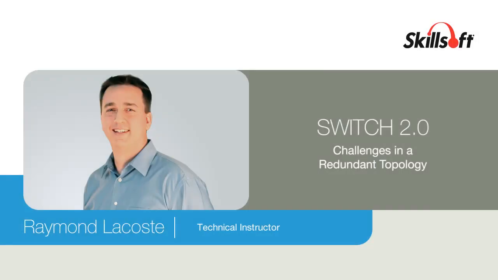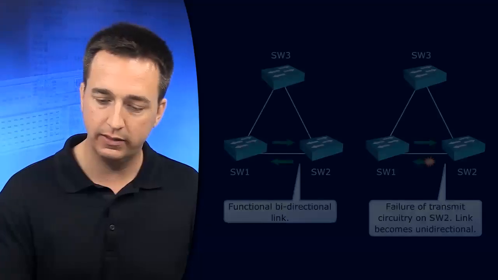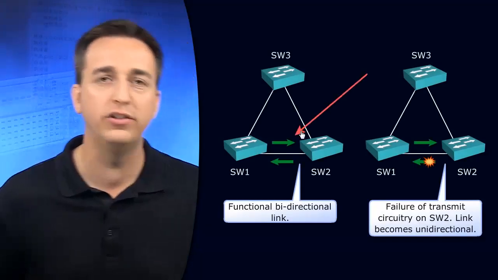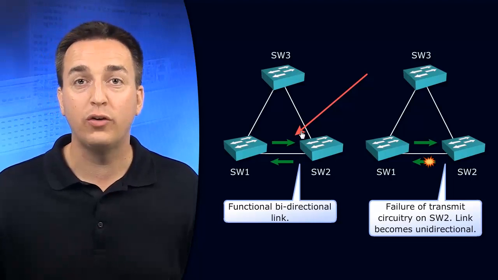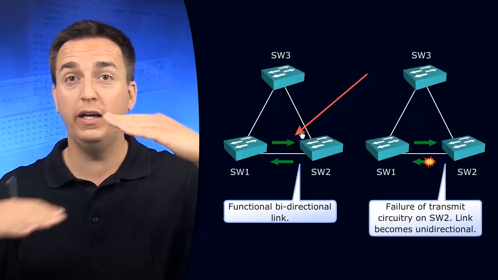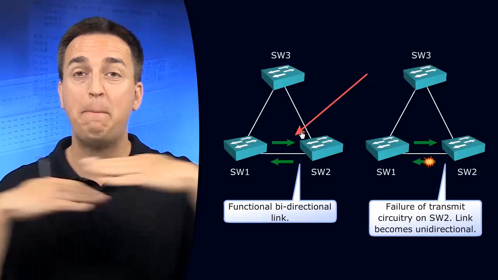Unidirectional links can cause a lot of problems with spanning tree protocol. What is a unidirectional link, first of all? Well, in order to understand a unidirectional link, you have to understand what a bidirectional link is. This is a bidirectional link. What does it mean? It means that traffic can flow in both directions.